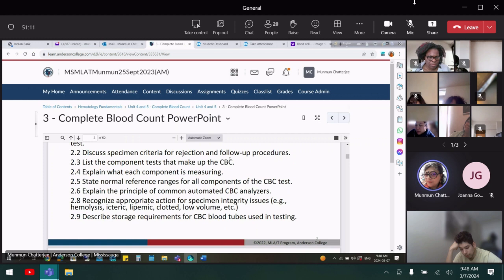ESR? No, ESR is not part of this test. ESR is a different one. You have to order the ESR separately. Then the mean corpuscular hemoglobin content and the mean corpuscular hemoglobin concentration, MCHC. And the differential white blood cells. So you have to know that. That's why you call it the routine blood test.